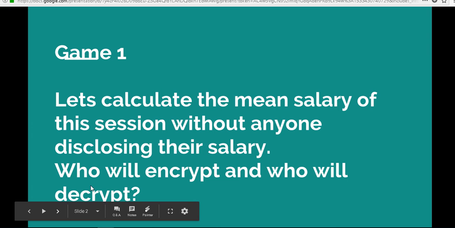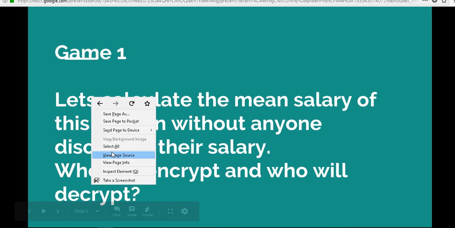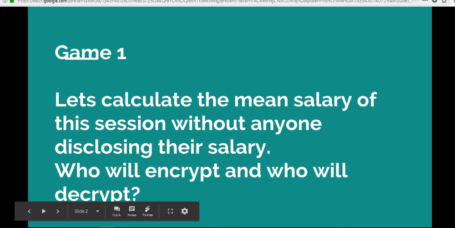The first game was to calculate the mean salary of the group who attended the session. We asked everybody to pass on the paper, and when they did that, add their salary and scribble off the last number. Just add your salary so that I can get the sum of salary, and then I'm going to take out the first number, which is the private key.